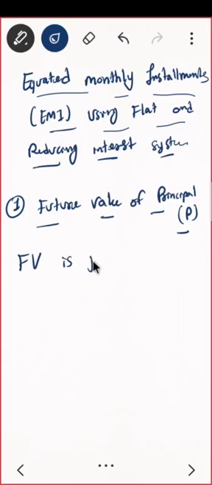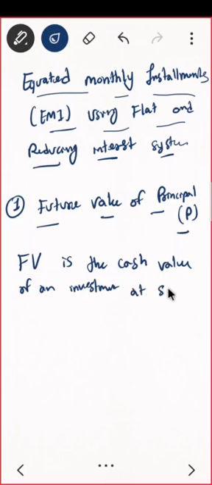Okay, so before that, let us learn some values. So the first thing is future value. Future value of principal P. So what is future value? Future value, you can denote it by FV, or it is also called terminal value. Future value is the cash value of an investment at some time in future.